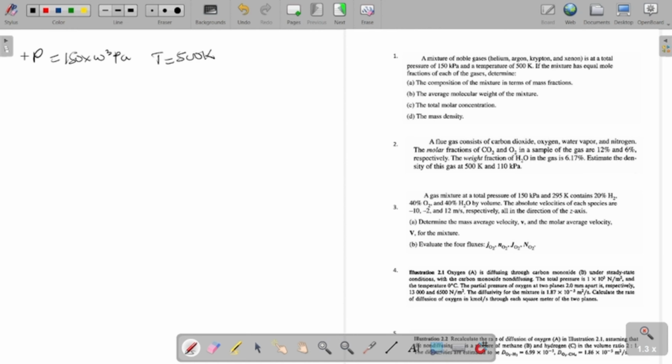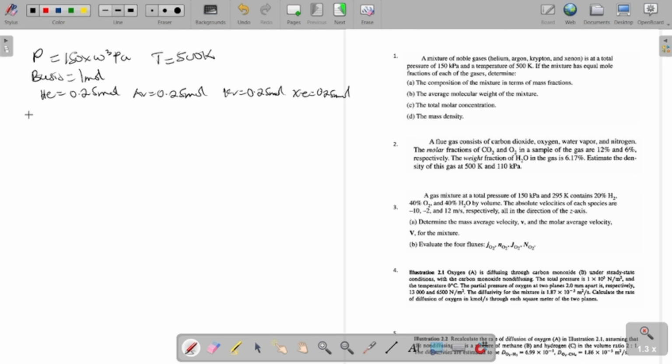First of all, I'll assume a basis of 1 mole. If I assume a basis of 1 mole, that means helium has 0.25 mole, argon also has 0.25 mole, krypton also has 0.25 mole, and xenon also has 0.25 mole.